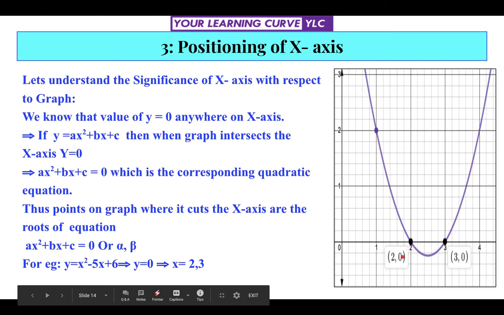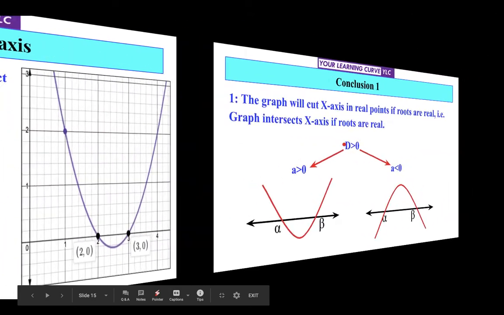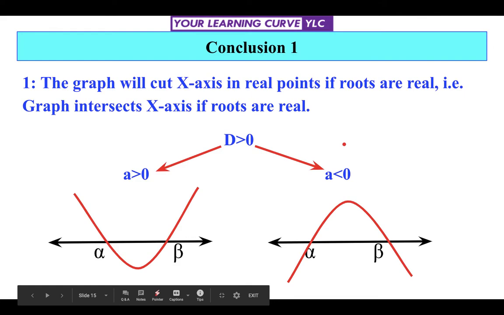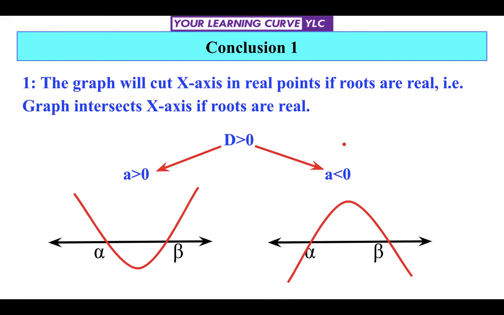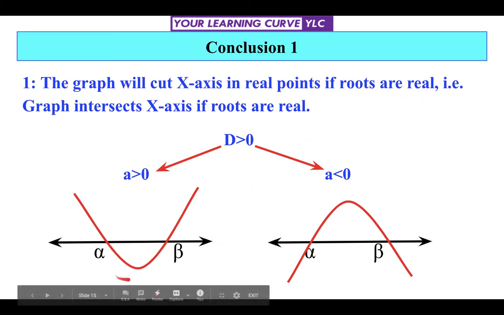The value of y is 0 at the points where it cuts the x-axis. Means you equate the equation to 0 and get the values of x. Those will be the points where it cuts the x-axis. So first conclusion is the graph will cut the x-axis in real points if roots are real. If roots are real, then the graph will cut the x-axis at two distinct points alpha comma beta.